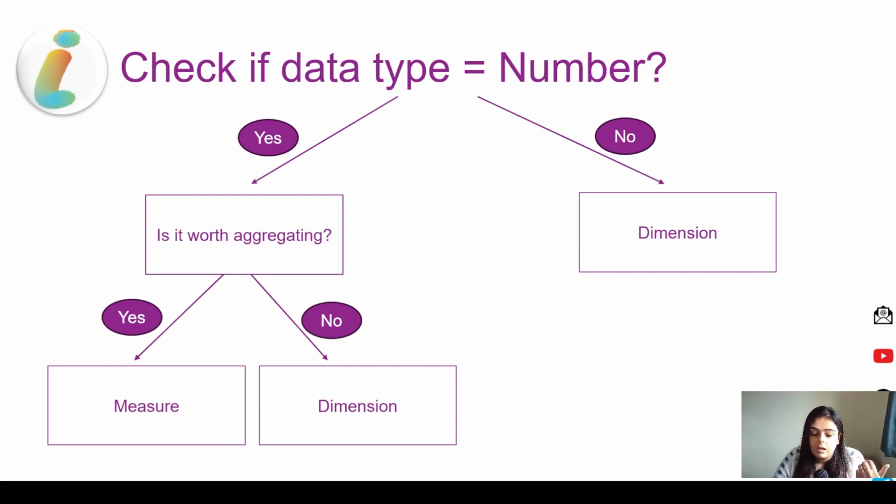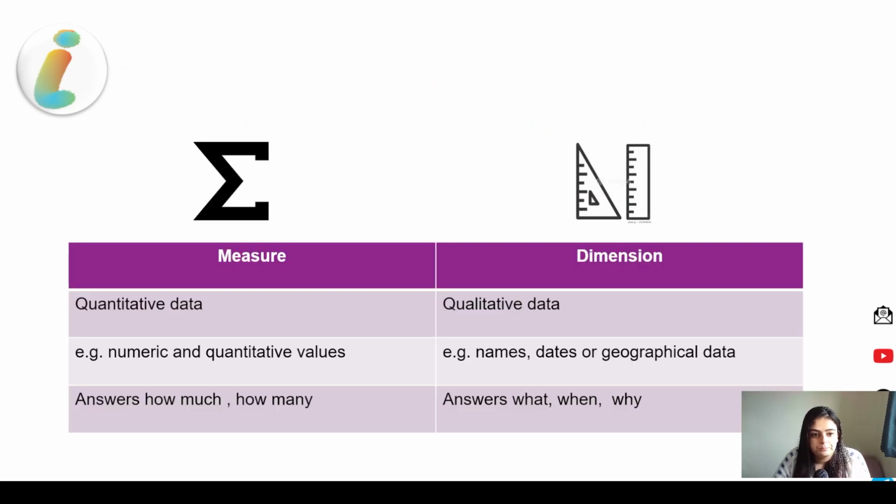For example, we have product ID and category IDs. These could be numerical, but you cannot aggregate them. It would not make any sense adding them or finding an average of the product ID. So that is a dimension. On the other hand, sales volume and financial profits are all measures because they are worth aggregating. We would like to know at the end of the year how much profit the company is making. So that is a measure.